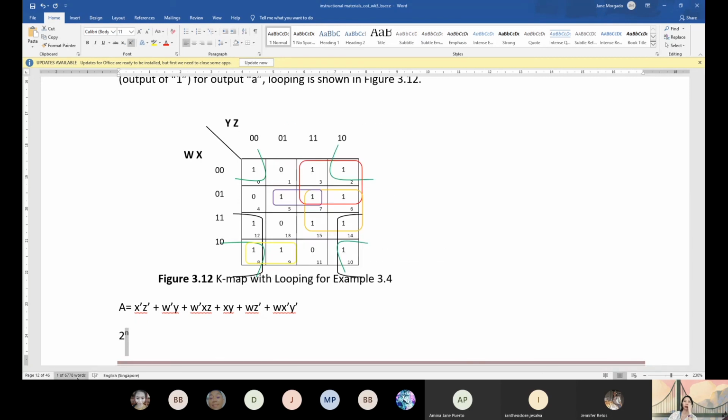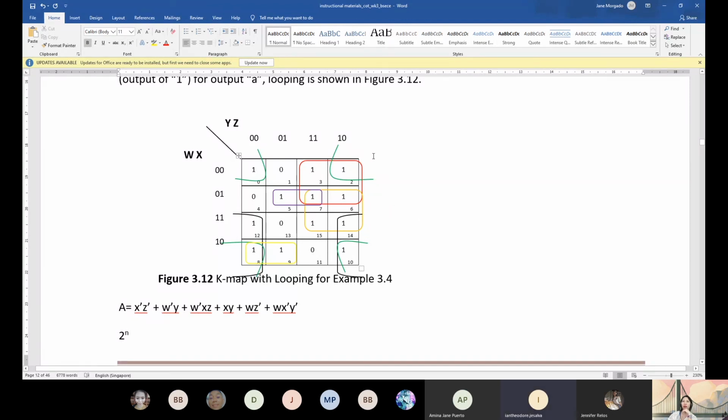Okay, so 2 raised to n. So if n is 0, 1, 2, 3, 4, 5, we have 1, 2, 4, 8, 16, 32. So those are the numbers of ones, min terms, or max terms in a loop. Adjacent ones or adjacent zeros.